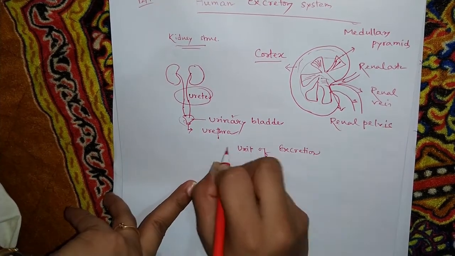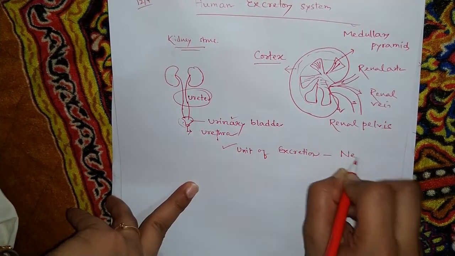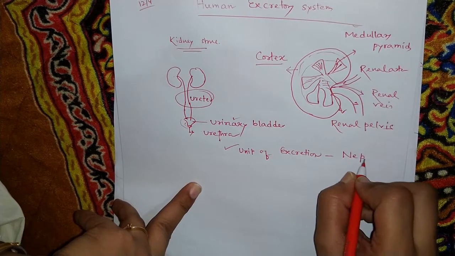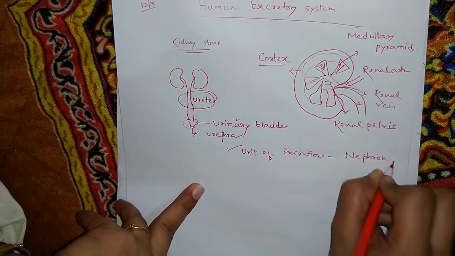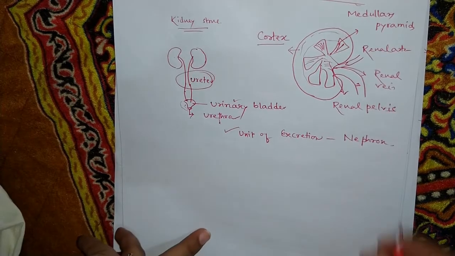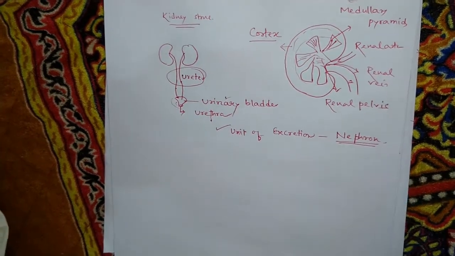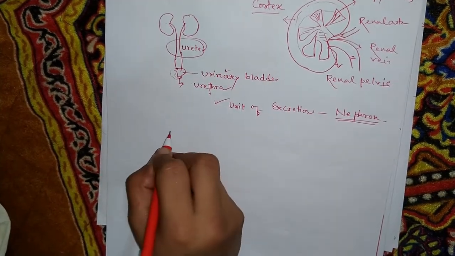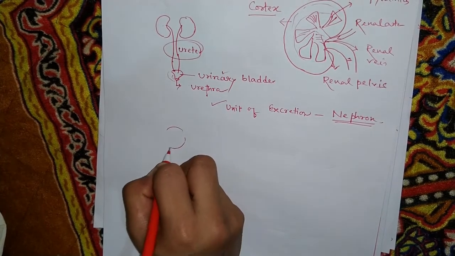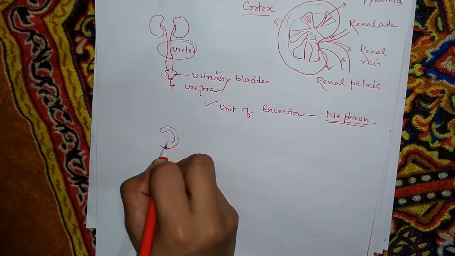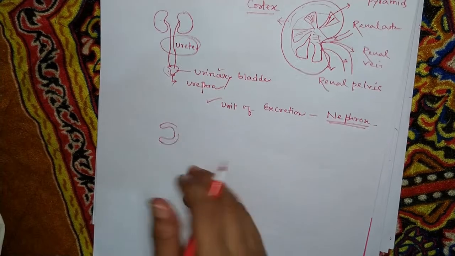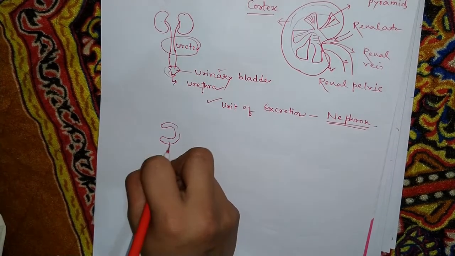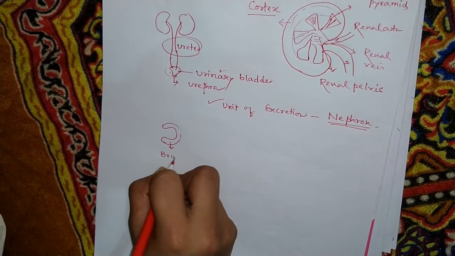What is the name of the unit of excretion? The name is nephron. Nephron is the unit of the kidney. How does it look? This kind of structure, where one particular capsule is there. Its name is Bowman's capsule.